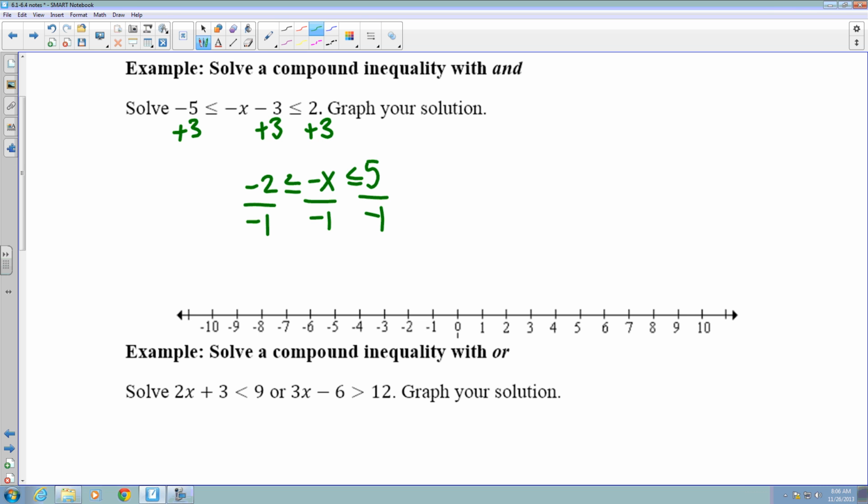And when we're dividing by a negative or multiplying by a negative, we need to switch the inequality symbol as well as the signs. 2 is greater than or equal to x, greater than or equal to -5. Remember, I always like to rewrite it in numeric order. So I would rewrite this as -5 is less than or equal to x is less than or equal to 2. These are exactly the same. Closed at -5, closed at 2, and so it's inclusive.